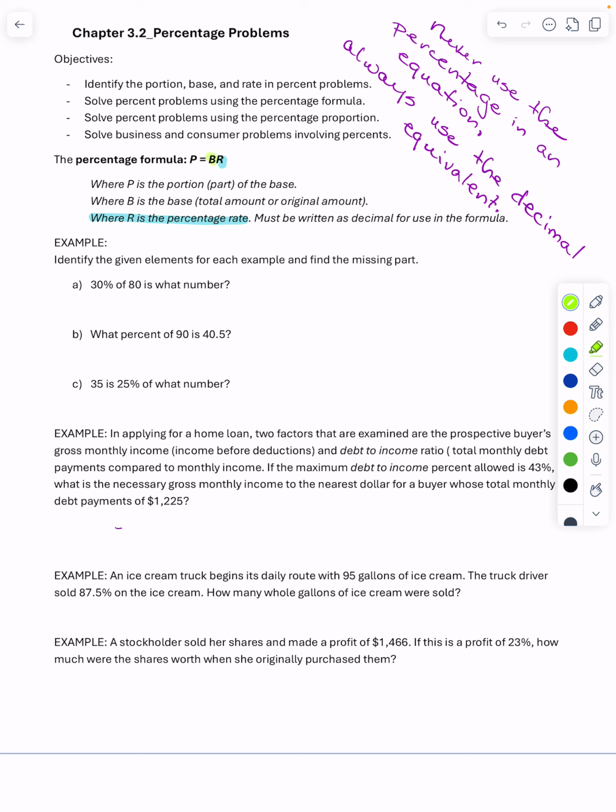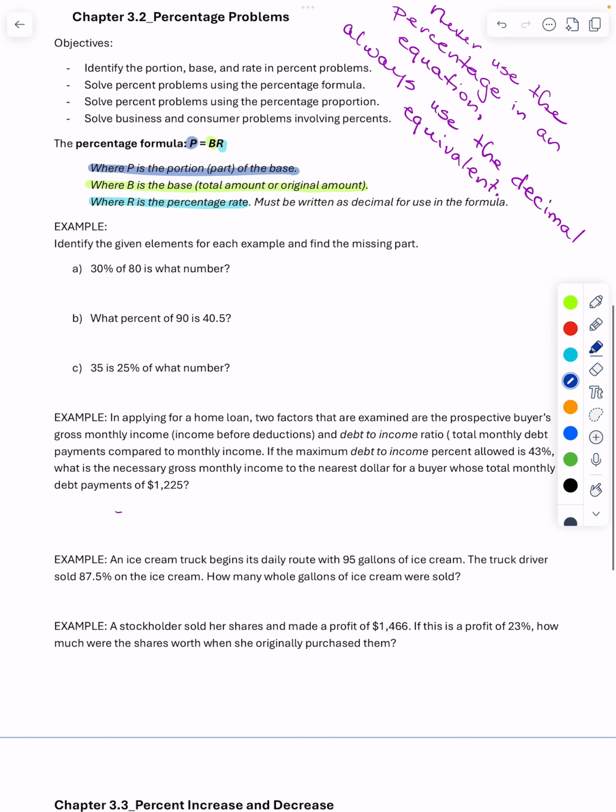B is what we call our base. It's the total amount or original amount. And then P is the portion or the part of the base. So I'm going to do my best to color code these as we go through.